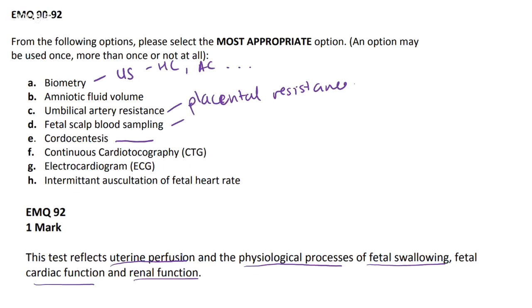Cordocentesis. What's the proper name for this? Percutaneous umbilical cord sampling. Okay, so that's what cordocentesis is. Why do we do it? So usually we do it to diagnose and treat blood conditions. So what kind of blood condition would we treat by going into the baby's umbilical cord? Anemia. Okay, perfect. That's very good on you.